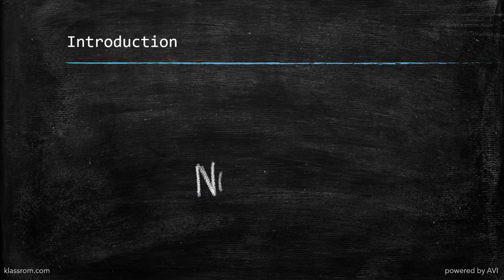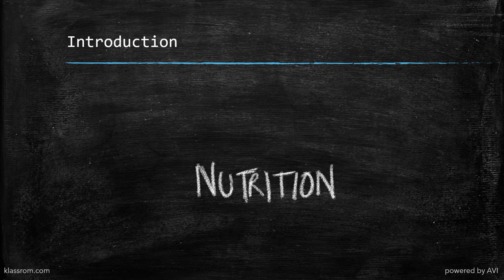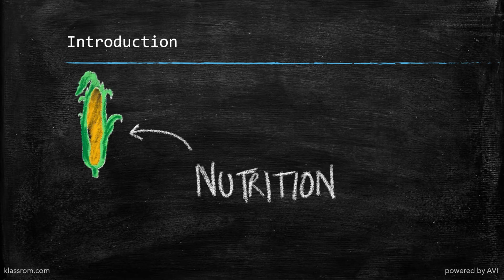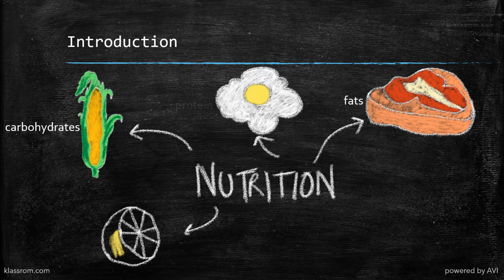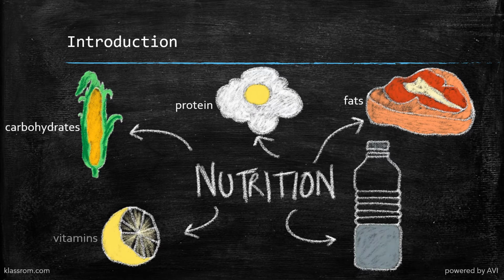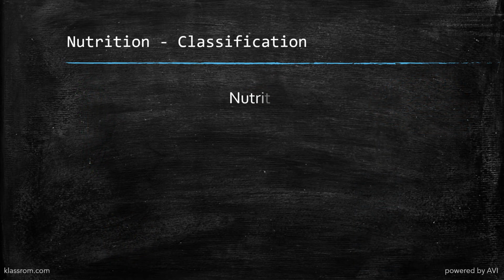Nutrition. The mode of consuming food by an organism and its utilization by the body is called nutrition. Nutrition includes a variety of nutrients such as carbohydrates, fat, protein, vitamins, and minerals. Nutrition in organisms is essentially of two types, autotrophs and heterotrophs.